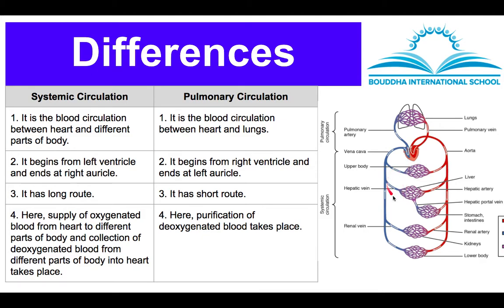And function wise, systemic circulation has two functions: supplying pure blood to whole body and collecting impure blood from whole body into the heart. Whereas pulmonary circulation has only one function, that is purification of blood, because it is taking impure blood from heart to lungs for the purification.